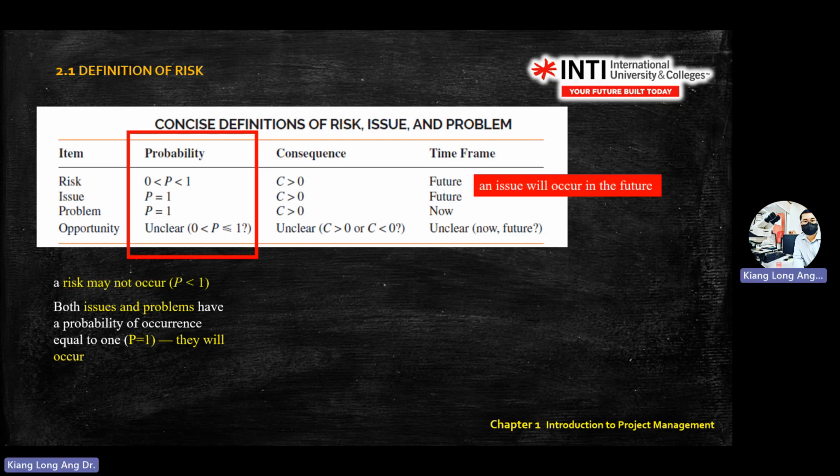Then issue, this one, issue will happen in the future. So time frame here, issue will happen if your probability is 1, means it will happen, but when? Issue will happen in the future. Risk can also happen in the future, but problem is present tense. Problems happen now. The problem will link to a future issue or link to a future risk.